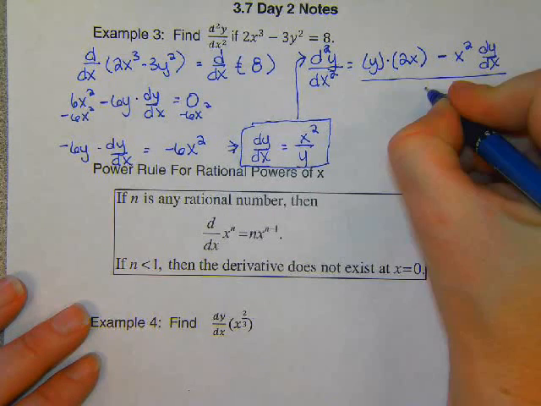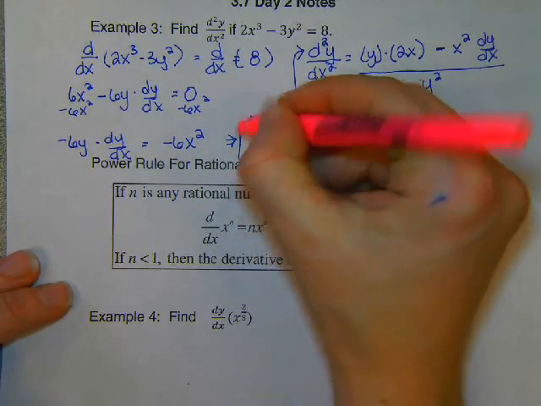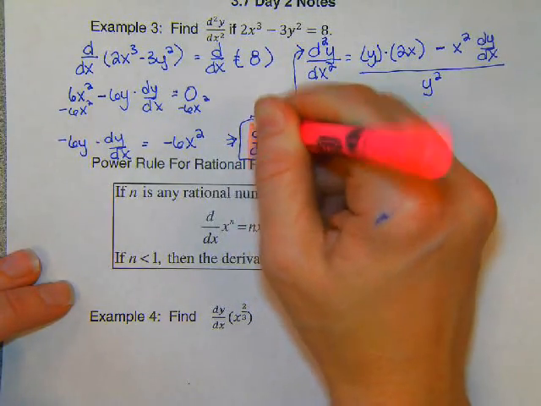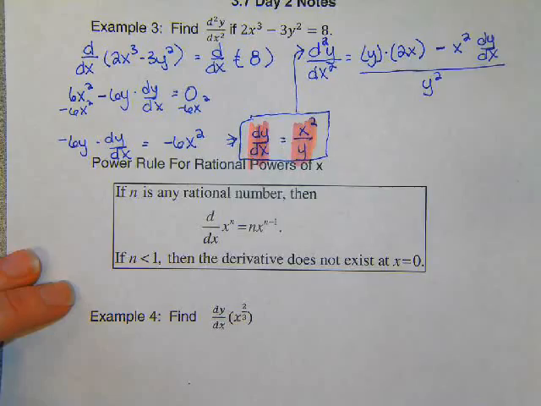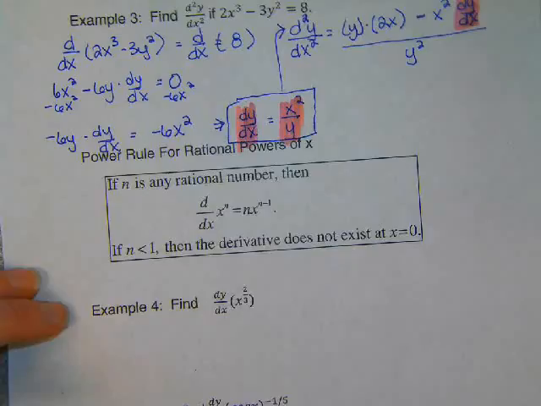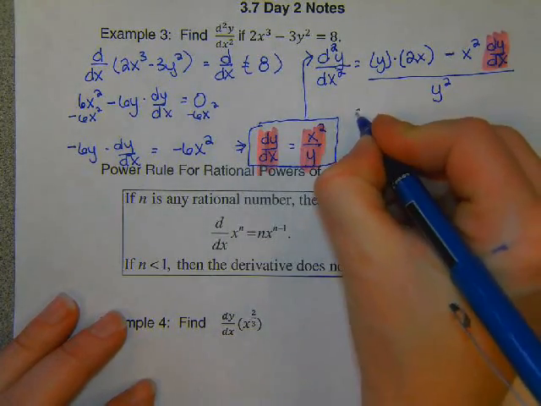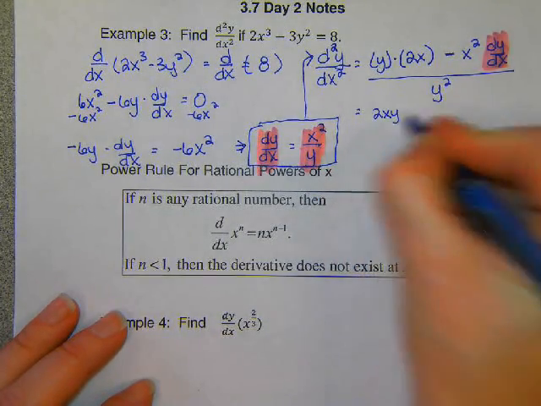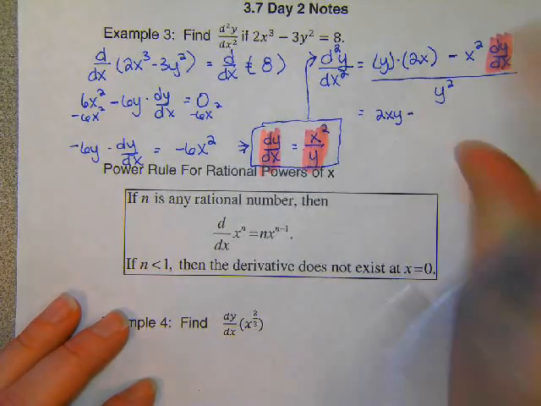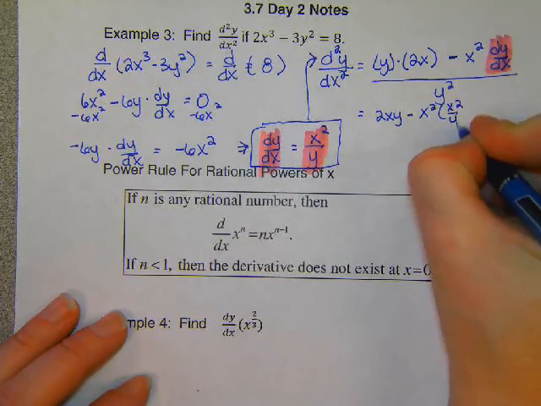And now what I'm going to be able to do is, because already in this part of the problem I found an equation for dy dx, I can sub out this dy dx that I've just highlighted and replace it with an x squared over y. So I'm going to do that. So on top I have 2xy minus x squared times x squared over y, all over y squared.